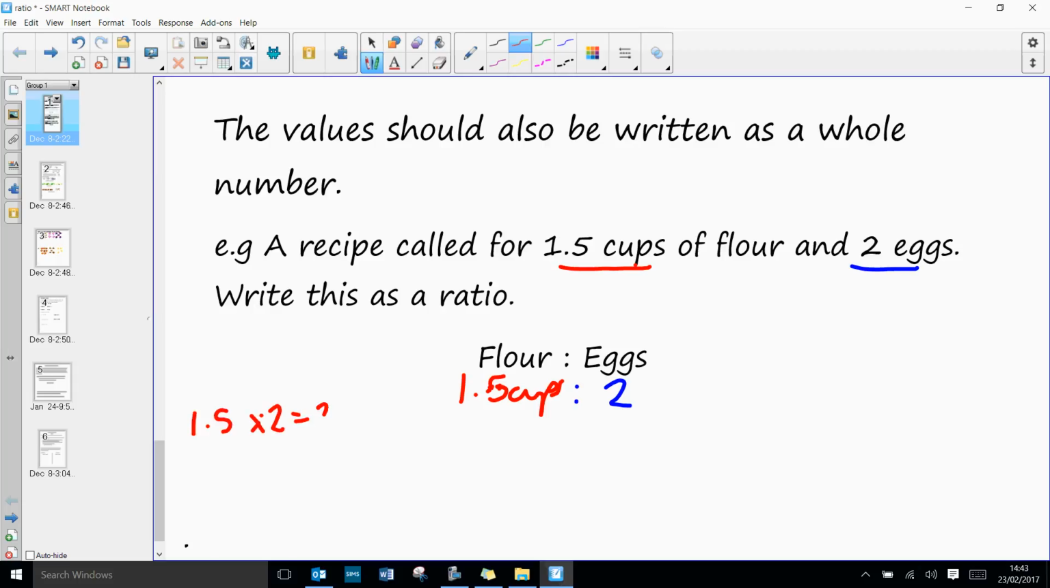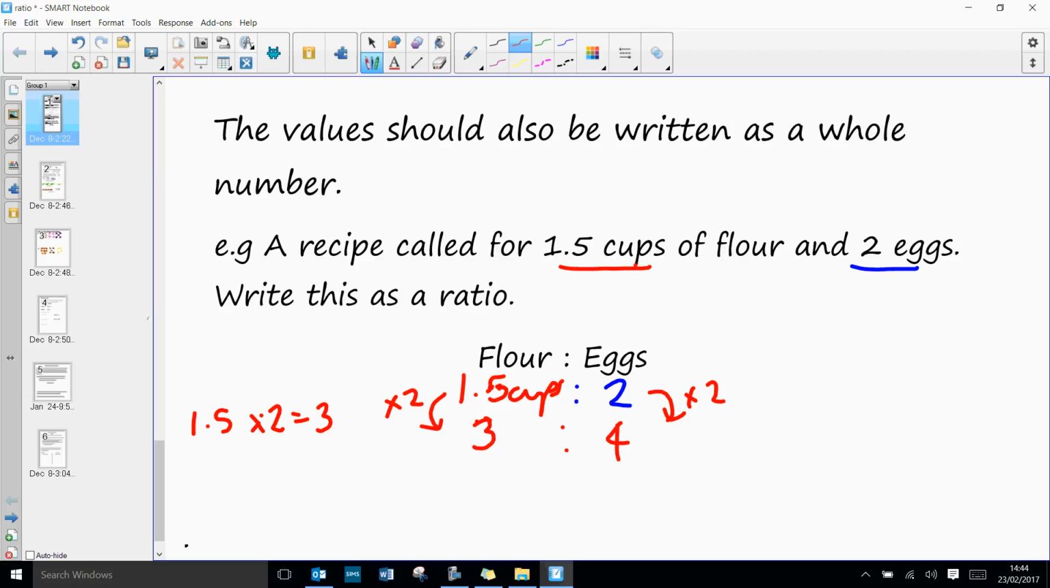In that case, we would need to make sure we're doing the same to both sides. So if we multiply the left hand side by 2, we would now have 3 cups, and the right hand side would be, I apologize, 4 eggs, because we've multiplied them by 2. Now, it's not always as easy. In this case, we could easily multiply it by 2 because it was a half.